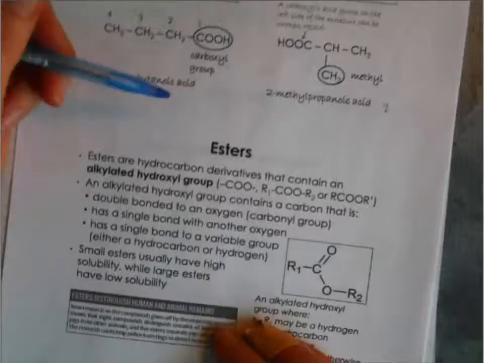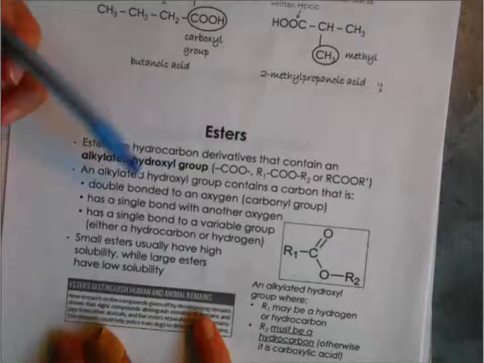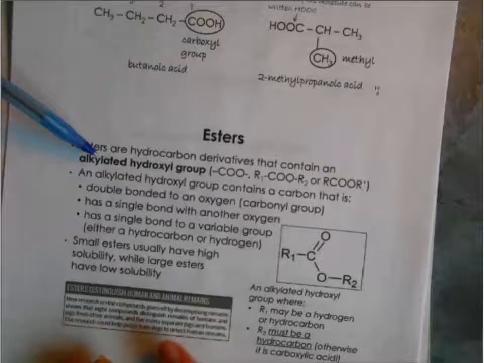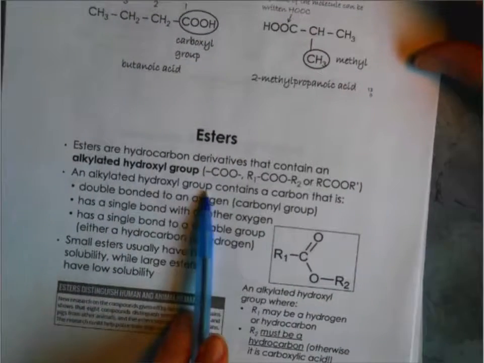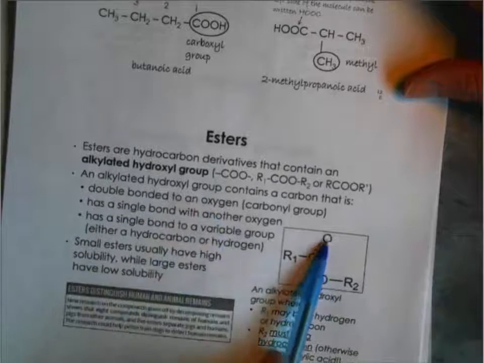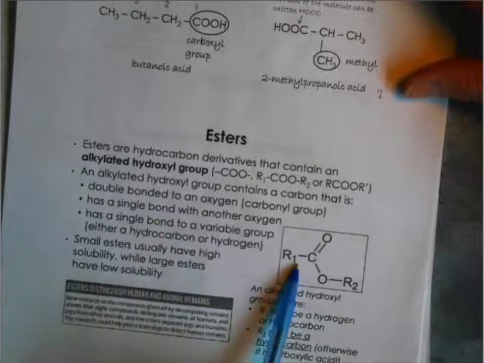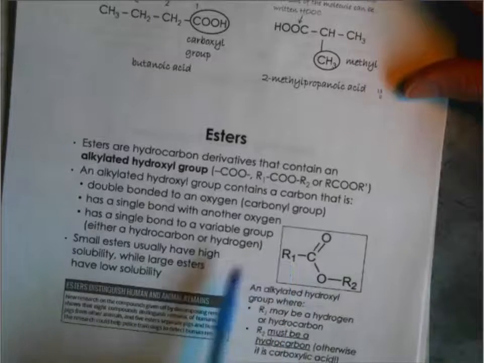Let's look at esters really quickly before I wrap it up. Esters are definitely the trickiest ones, like I think you probably indicated in your email. So esters are hydrocarbon derivatives that contain an alkylated hydroxyl group. Basically, an alkylated hydroxyl group contains a carbon that is double bonded to an oxygen, has a single bond with another oxygen, and then has a single bond to what we call a variable group. So this could either be a hydrocarbon or a hydrogen.